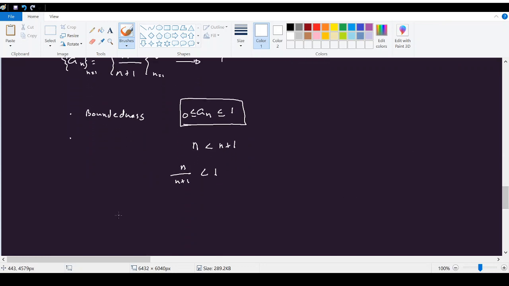And also we can prove the monotonicity. So if we take an as n over n plus 1 and consider an plus 1, now see, if an is equal to n over n plus 1, then to calculate an plus 1, we just have to replace n with n plus 1. So it becomes n plus 1 over n plus 1 plus 1, and that means n plus 1 over n plus 2. Okay.